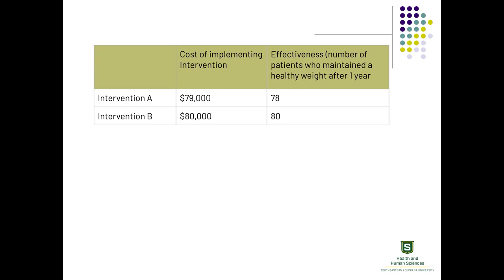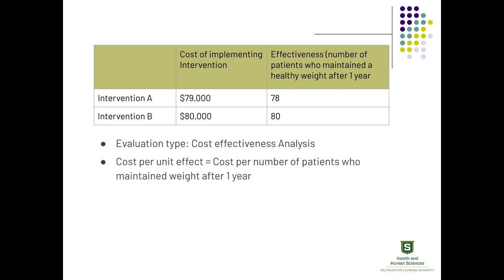The type of economic evaluation you're going to do for this case study is a cost effectiveness analysis. Remember, the first case study was a cost minimization analysis, the reason being that we were only looking at the cost. Now, this is a cost effectiveness analysis because what we are using to measure this is cost per unit effect, where in this case the unit effect is the number of patients who maintained weight after 1 year. So that's what we're using.